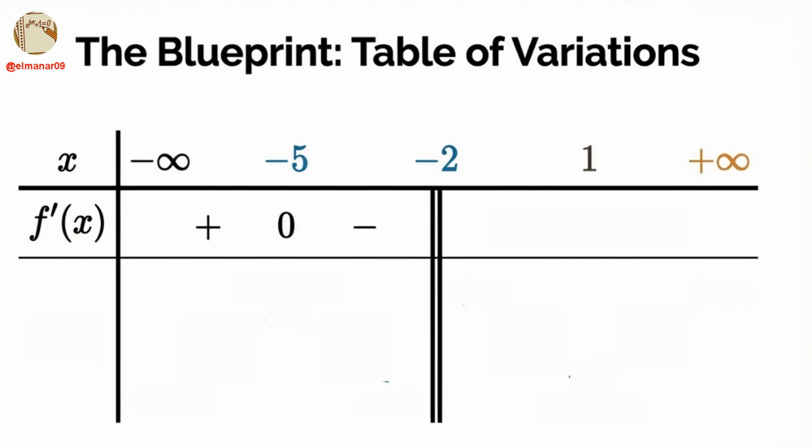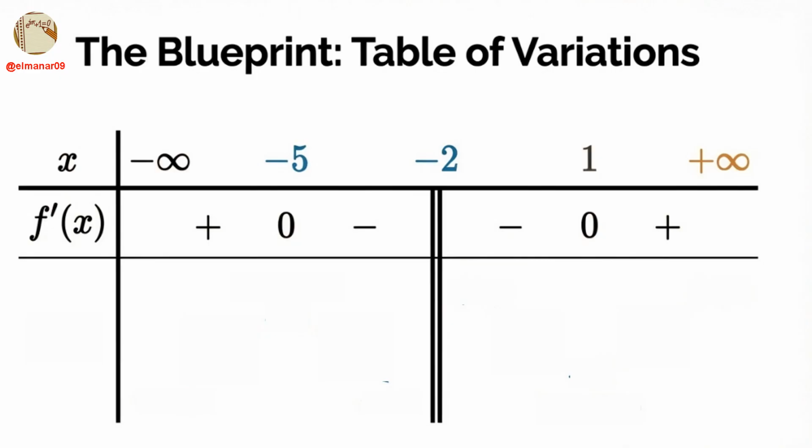From minus infinity to minus 5, the derivative is positive, plus. What does that mean? It means the function is climbing the skyscraper. It's going up. At x equals minus 5, the derivative is 0. Boom! The engine pauses. We've reached the top of the hill. Then from minus 5 to minus 2, the sign flips to negative, minus. We're sliding down, heading back to the subway.